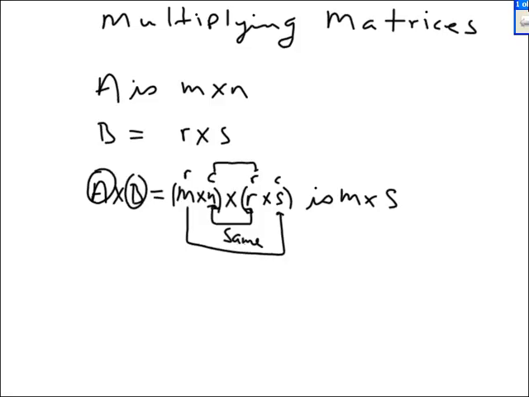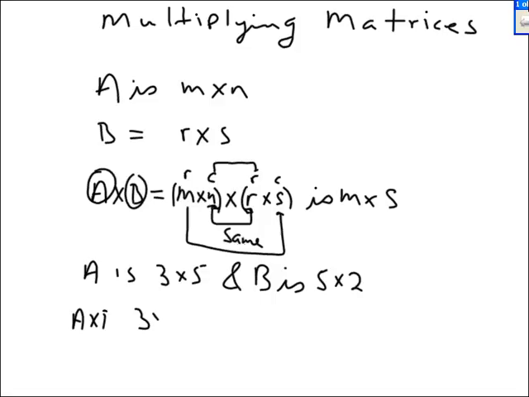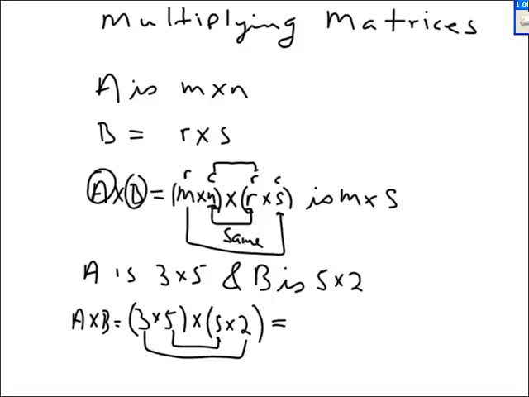In other words, if A is 3 by 5 and B is 5 by 2, you can multiply them. AB will be a 3 by 5 times a 5 by 2. Since these are the same, A times B is well defined. That is, we can multiply them. Now that we can multiply them, what size will we get? The size will be the outer numbers. It will be a 3 by 2.